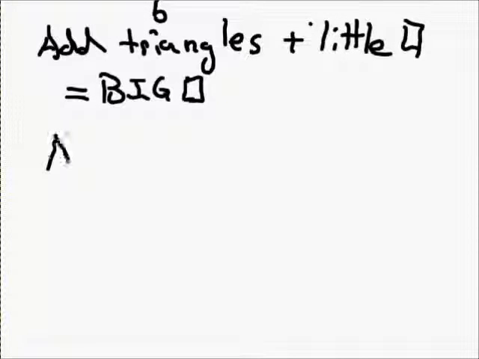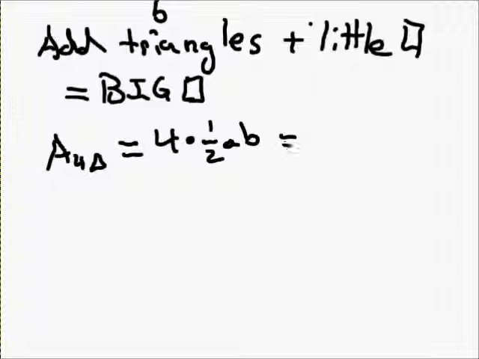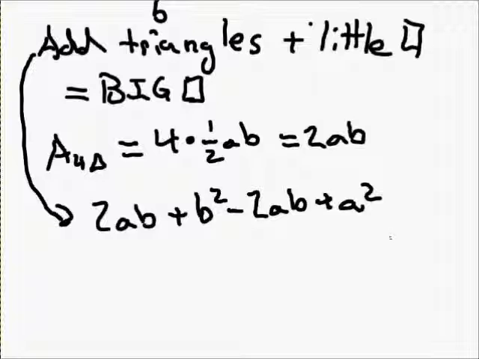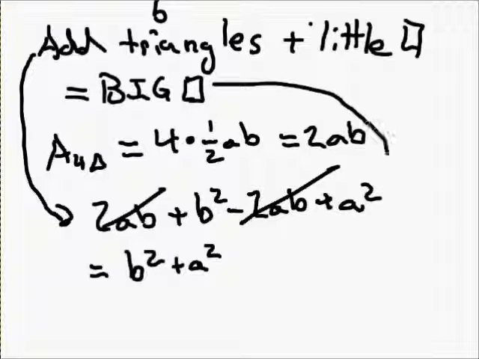4 triangles. So the area of all 4 triangles is 4 times 1/2 AB, which is 2AB. And let's take that sum right there. This is going to be 2AB plus, if you remember, b squared minus 2ab plus a squared. These cancel. Positive 2ab, negative 2ab. We're left with b squared plus a squared, and it's equal to the big square.